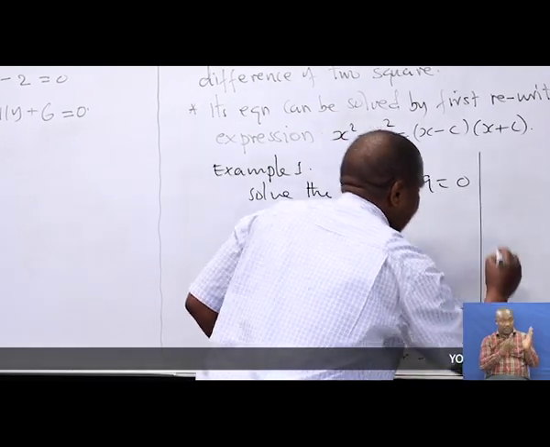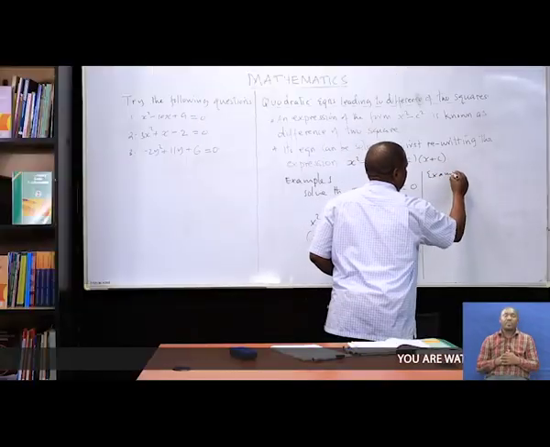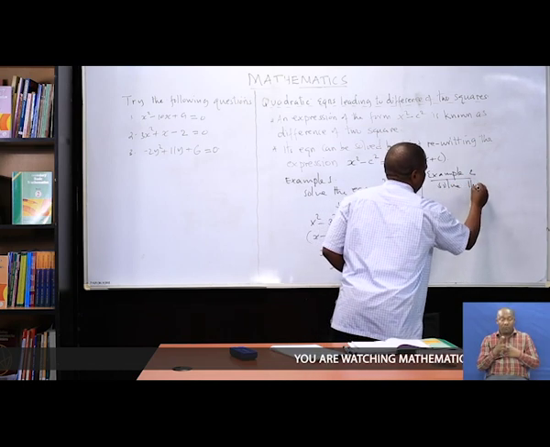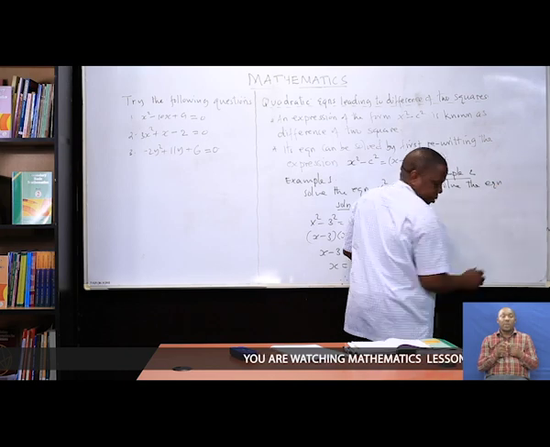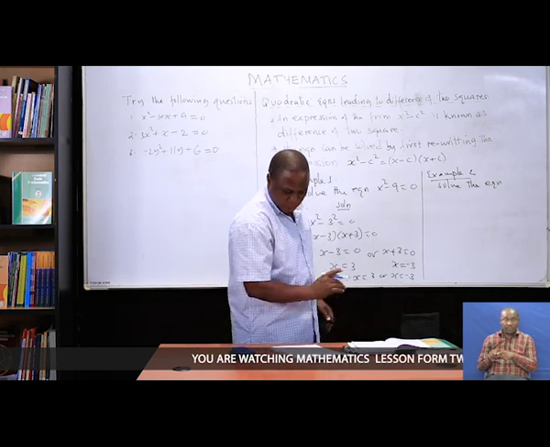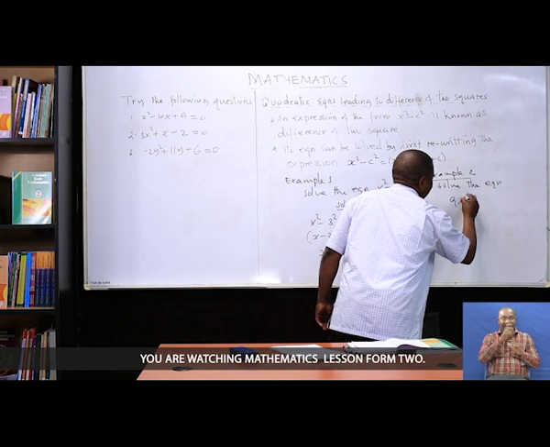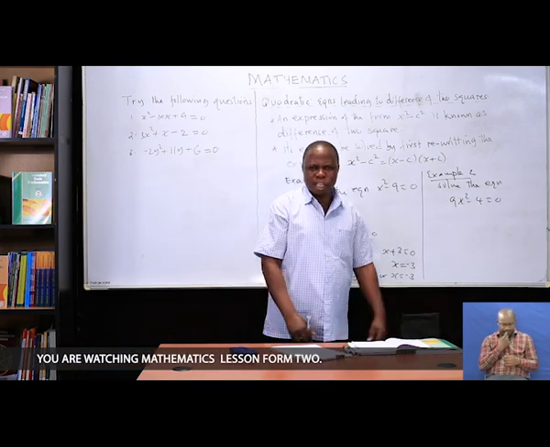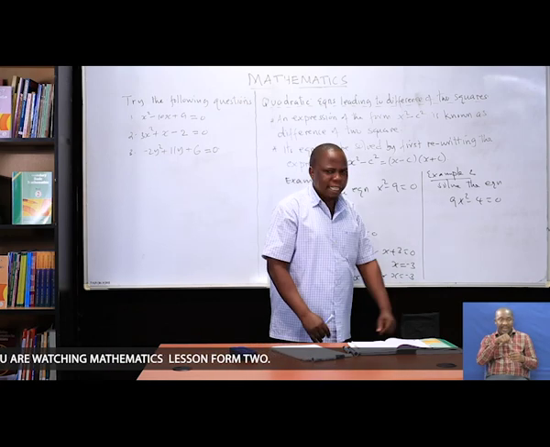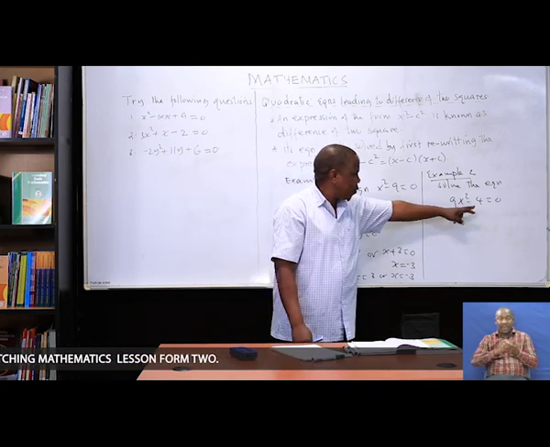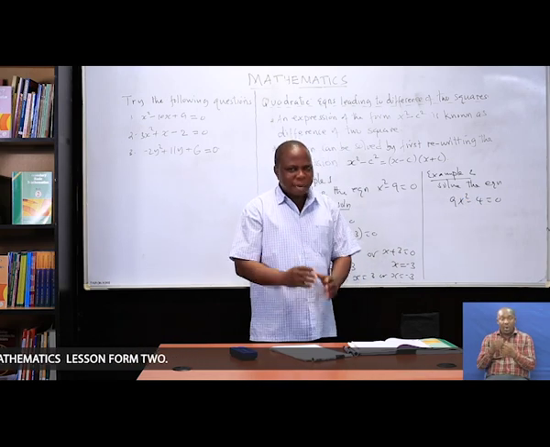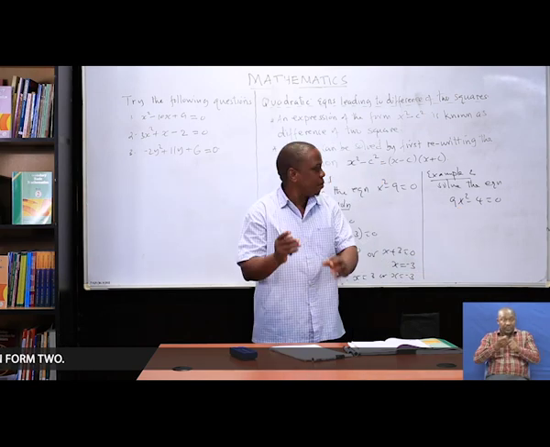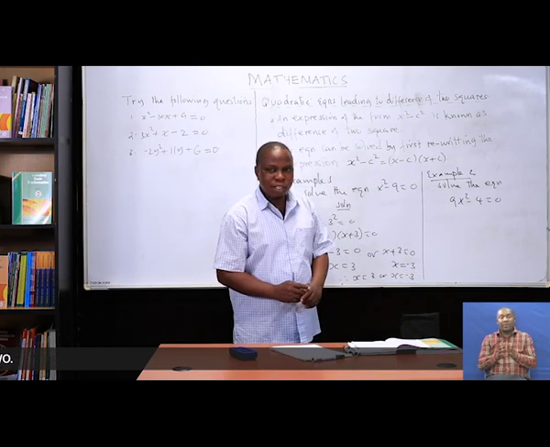Example 2. Solve the equation 9x squared minus 4 is equal to 0. The question you have to ask yourself: this is a quadratic equation. It cannot involve splitting the middle term, and it cannot be the one with no constant. But can I write this expression in the form of x squared minus c squared?